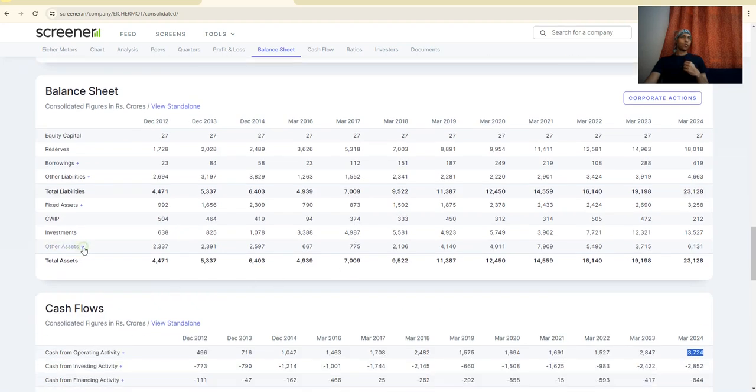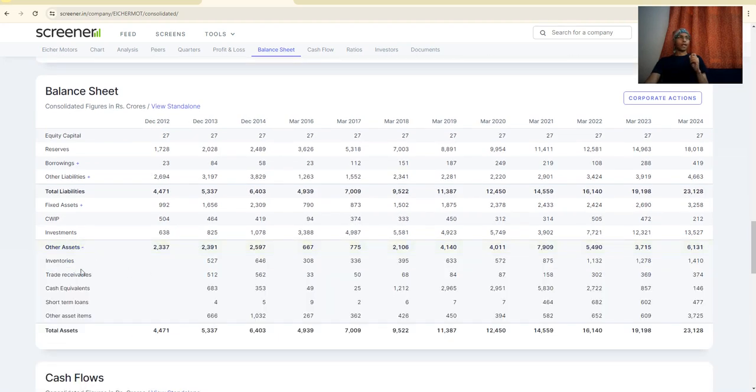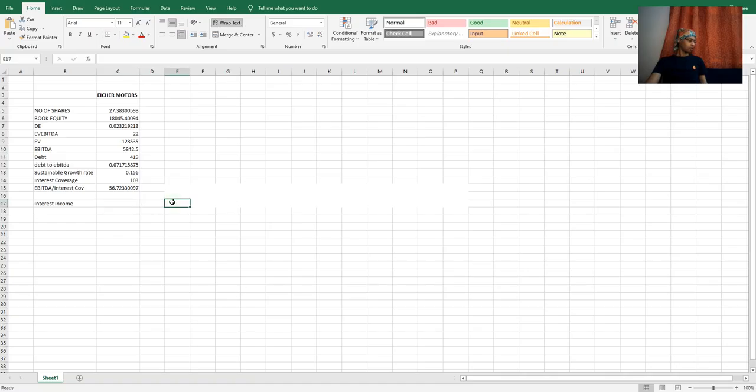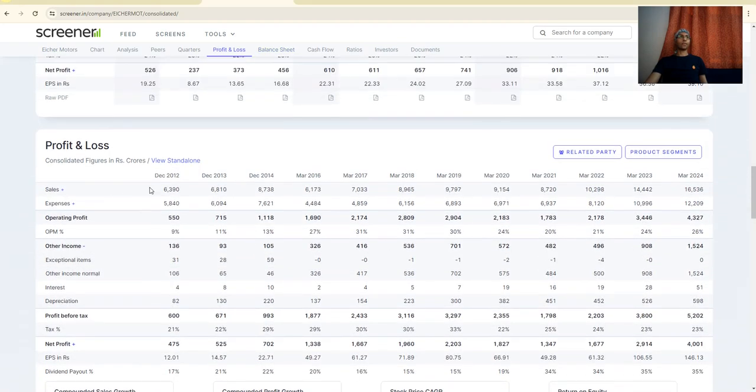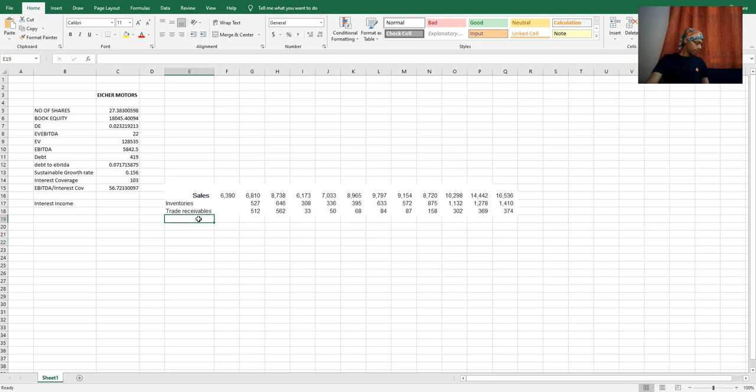In the balance sheet, the most essential things are the trends of inventories and receivables with respect to the sales. So we will copy these two terms, inventories and receivables, and we will also take in the sales here, and we will try to understand the trends. Now, inventory to sales ratio. This is equal to inventory number by the sales.